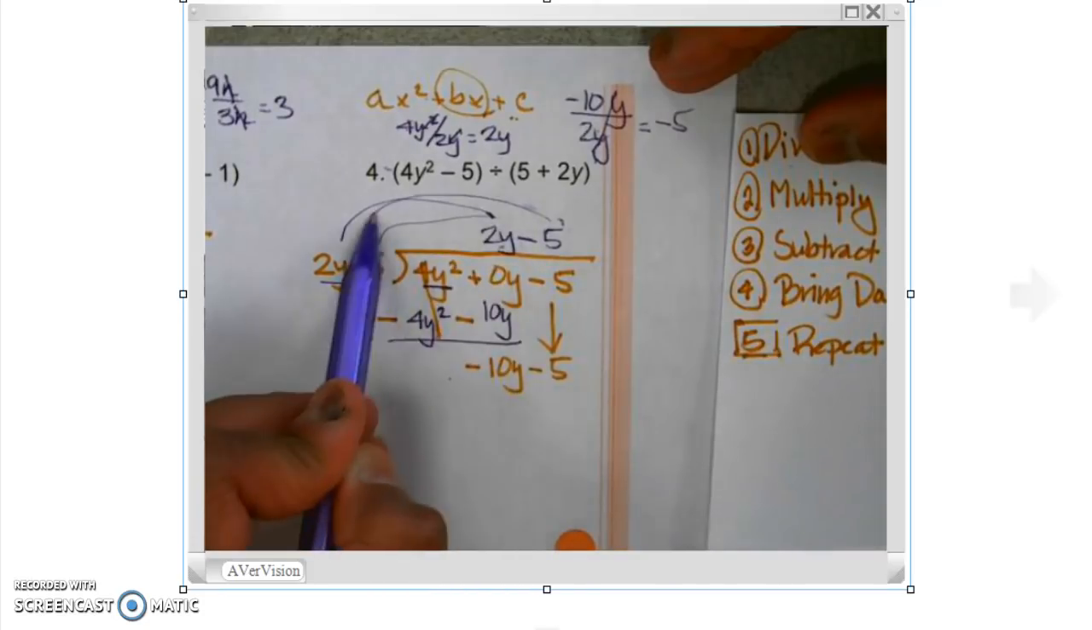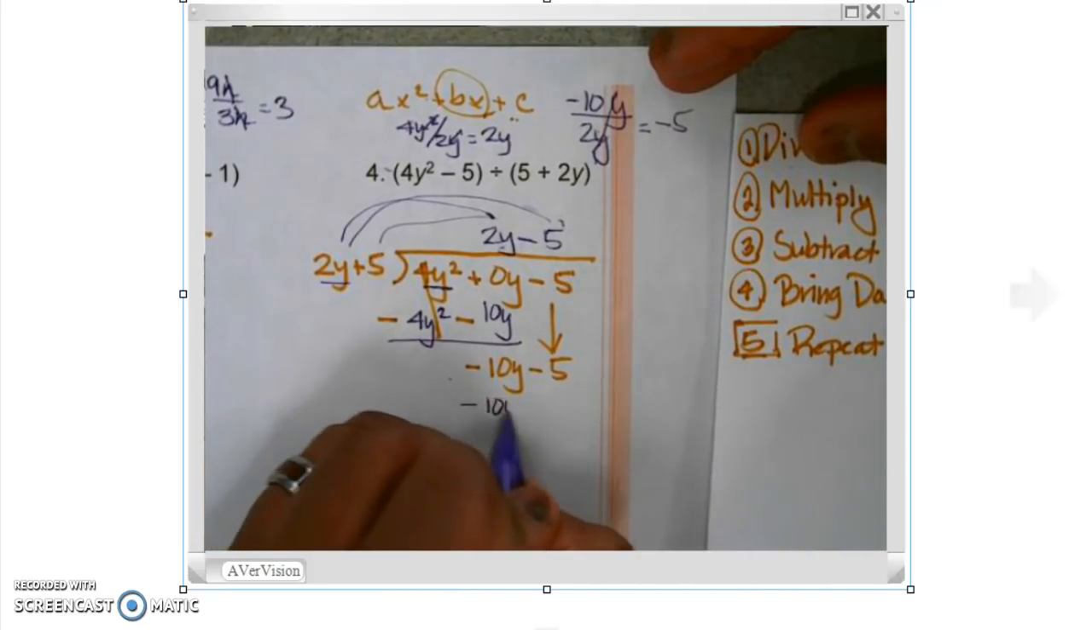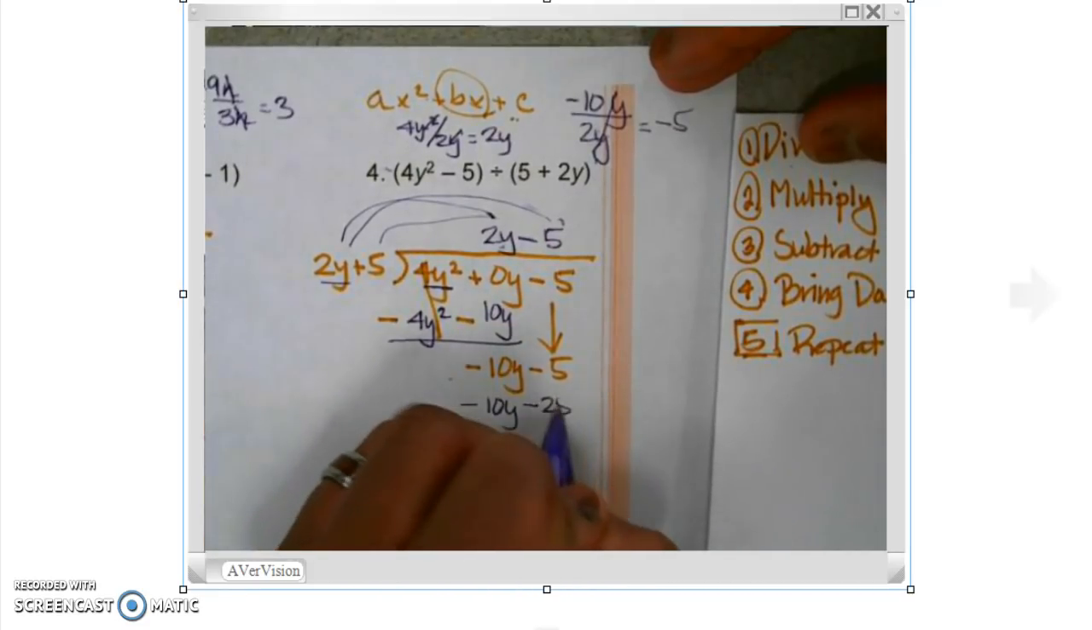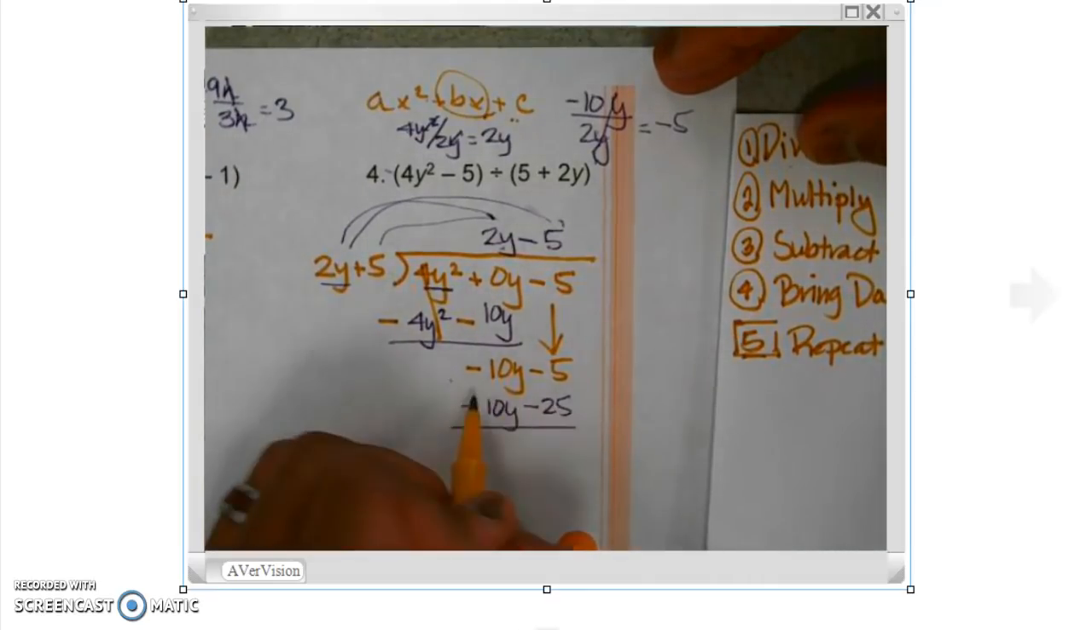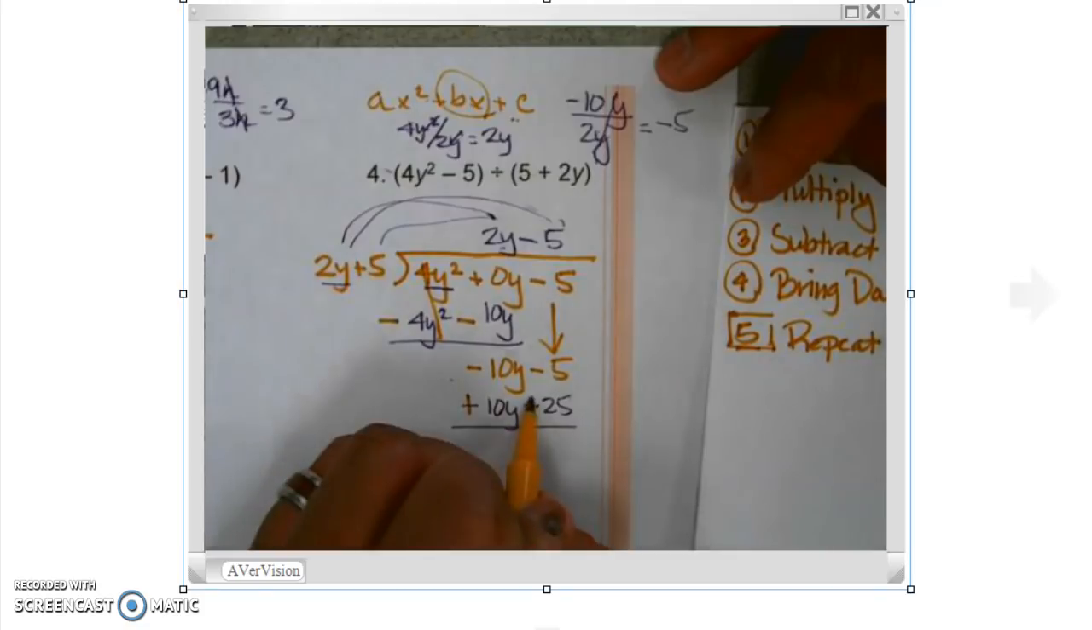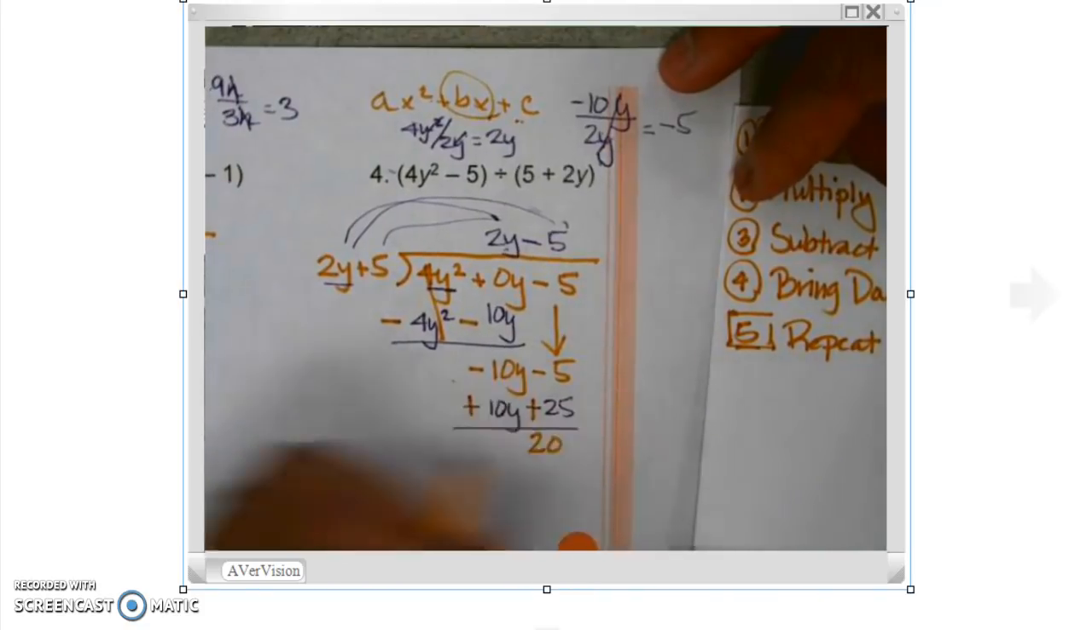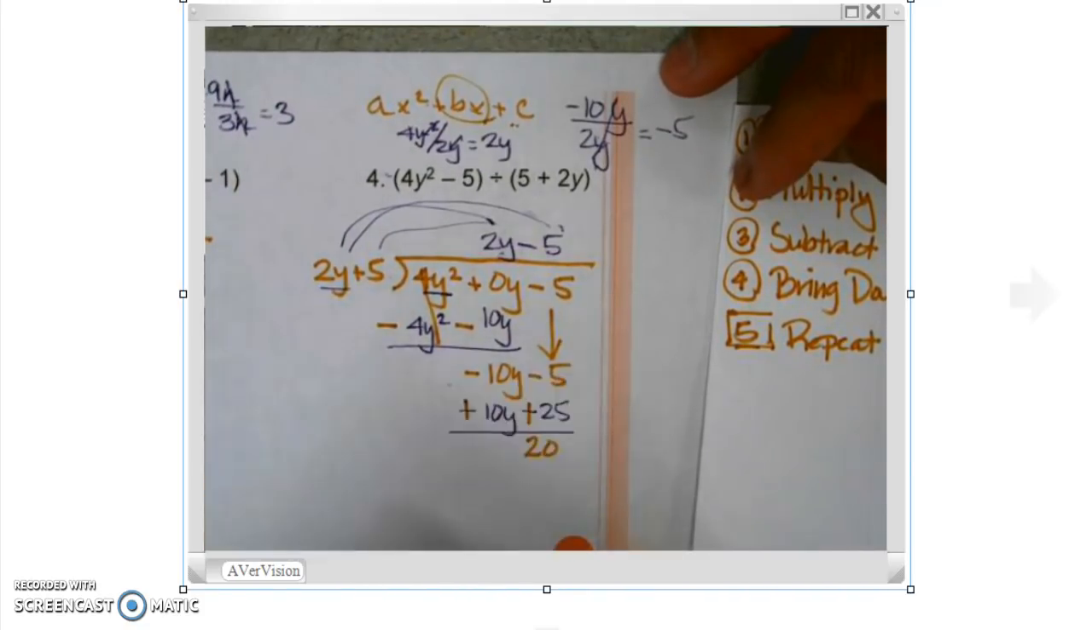So negative 5 times 2y is negative 10y. Negative 5 times positive 5 is negative 25. I have just multiplied. My next step, number 3, is to subtract, which means I'm going to change signs. So I get 20. There's nothing left for me to bring down.